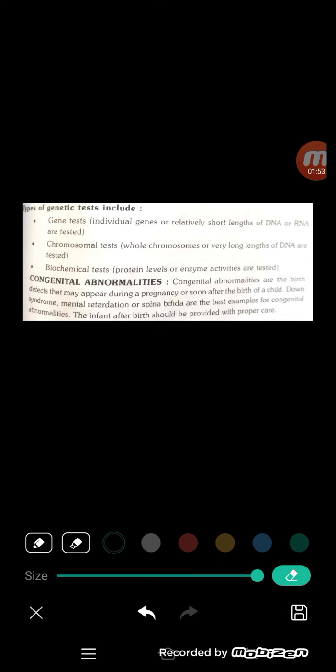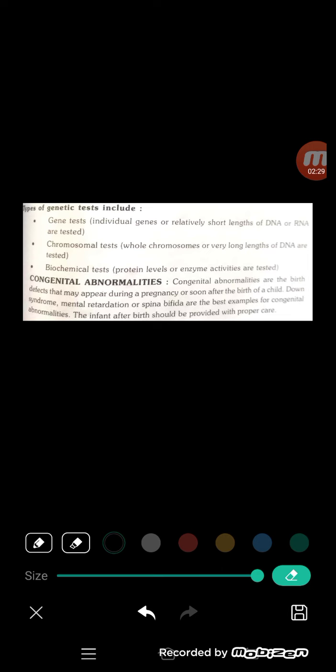Now we are discussing the screening of congenital abnormalities. What do congenital abnormalities mean? Simply, these abnormalities are birth defects that may appear during the pregnancy or soon after the birth of a child. Any of these abnormalities that occur during the pregnancy or after delivery of the baby, and are physically identified, are called congenital abnormalities.